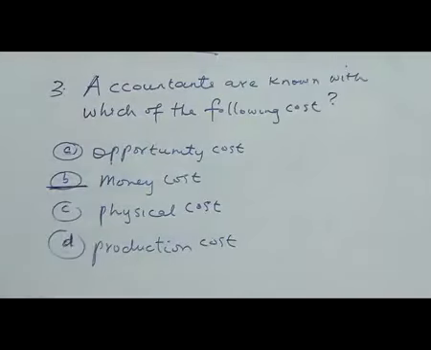Money cost, because money cost implies the amount spent on a commodity. So when we are talking about opportunity cost, it concerns the economist. Physical cost, we don't know who that one concerns. The production cost, we are not after that. But accountants are after money cost, the amount spent on a commodity or materials.